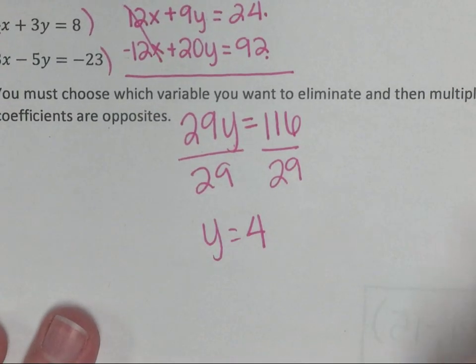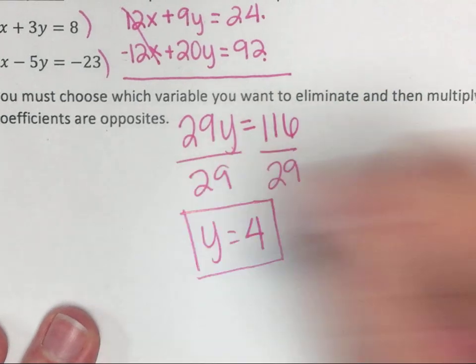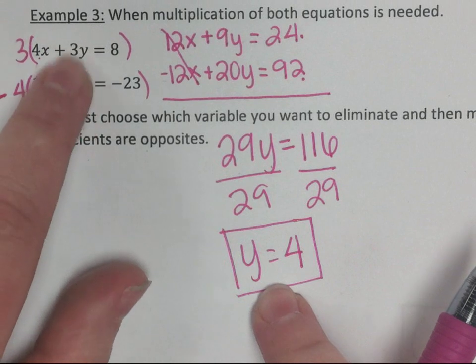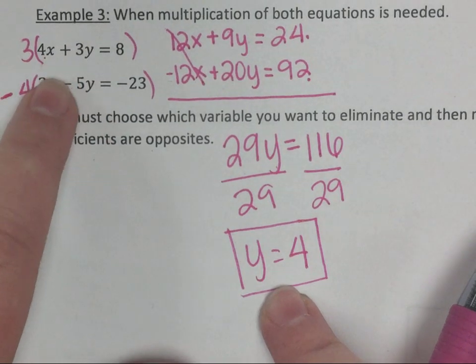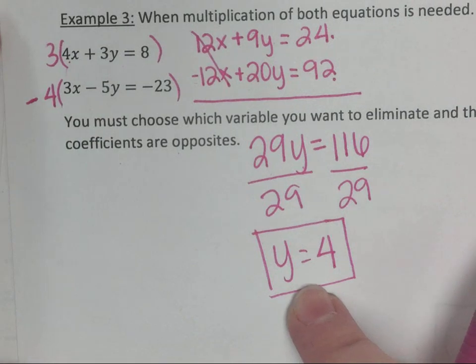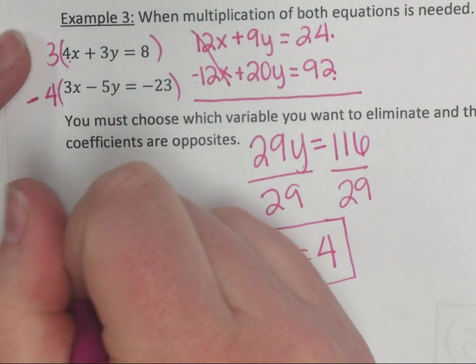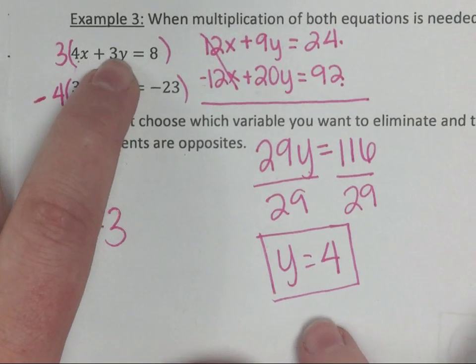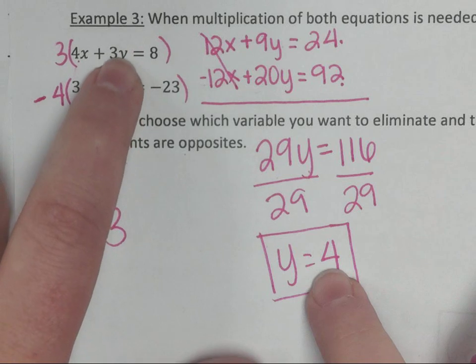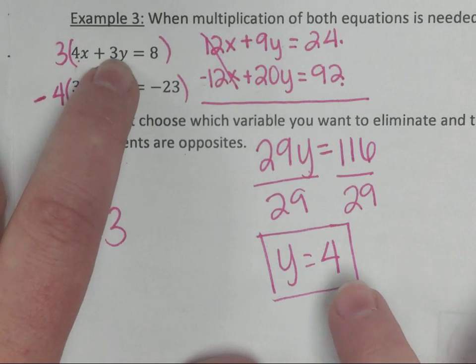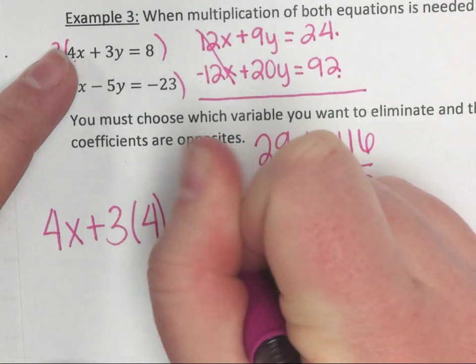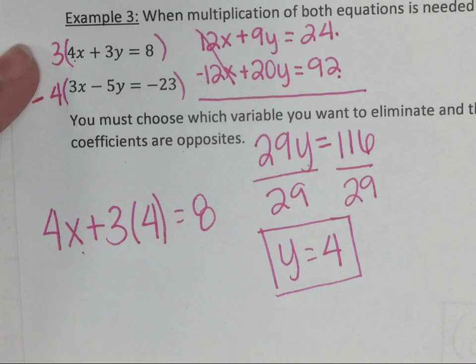Okay. So now that we have y, we still have to find what x is equal to. And in order to find what x is, we just have to pick one of our original equations. Are y'all good with the top one? Because it's all positives. It's prettier. So on this top equation, I'm going to do 4x plus 3y. What do we know y is, though? 4. So we're going to replace that y with 4. So 3 times 4 is equal to 8. That way, we only have x in our equation this time. So we can solve for x.